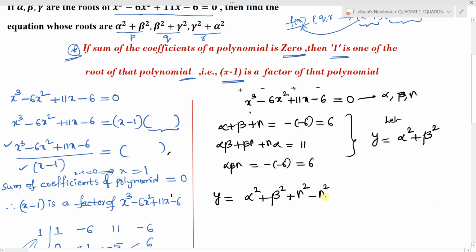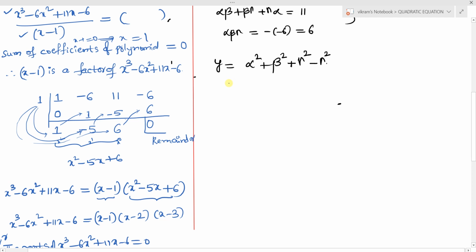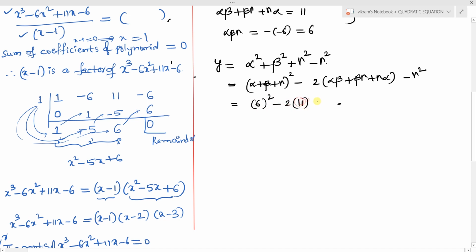Next, how to solve this one? We know that an expression in the form a square plus b square plus c square can be written as a plus b plus c whole square minus 2 times (ab plus bc plus ca). Replacing with the required result: alpha plus beta plus gamma, we know this sum is 6, minus 2 into (alpha beta plus beta gamma plus gamma alpha), which we obtained above as 11, minus gamma square.